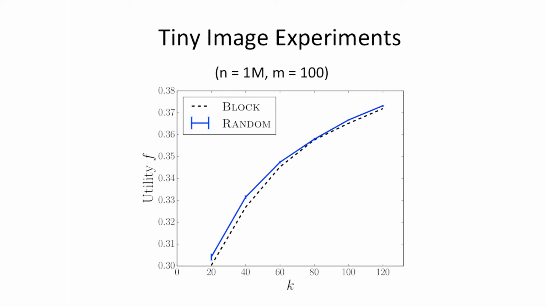So we also run some large-scale experiments. So we did 1 million tiny images with 100 machines. And indeed, it's sort of for a cardinality constraint, but this is the tiny images. So we want to pick k images. And indeed, these two are pretty close. So the dotted curve is the results that we get if we partition the data into blocks according to whatever ordering the input had. And the blue line is what we get if we do random partitioning. And in this case, they're pretty close, but at least we're not doing any worse.